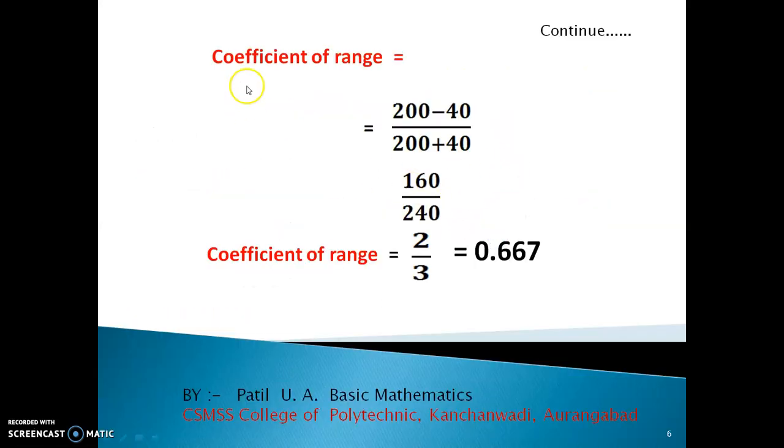Now continue on the next slide. Coefficient of range. This is the formula: L minus S by L plus S. 200 minus 40 over 200 plus 40, that is 160 by 240. Coefficient of range is 2 by 3, equal to 0.667. This is the answer for the coefficient of range.